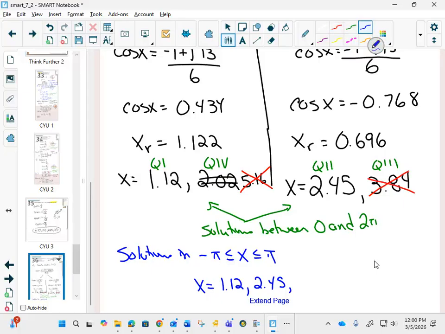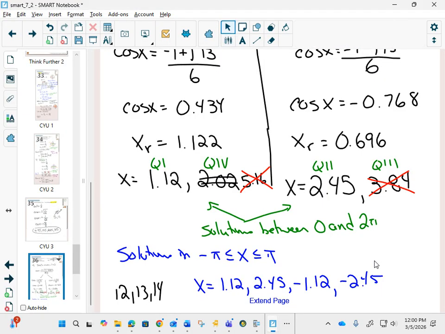What's coterminal with 5.16? If I subtract 2 pi, I'm going to find out it's negative 1.12. And if I subtract 2 pi on this one, negative 2.45. We'll end there. I know it says in part B to write the general solution, but for the general solution, I would take all 4 of those in black and just add 2 pi k. So that wouldn't be too bad to do. And you can circle questions 12, 13, and 14.